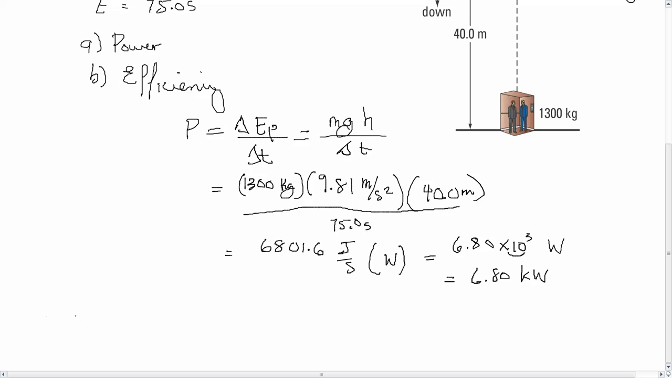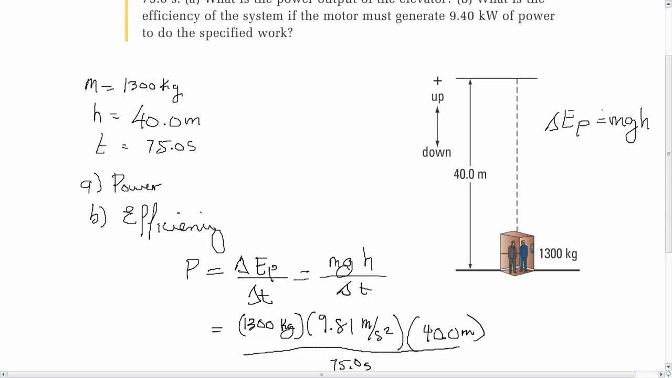Now we want to go on to B and calculate our efficiency. Remember, efficiency, and I'm just going to represent that by EFF, is equal to the power out divided by the power in. If we go back up here and look at our question, the power in, or the power that the motor generated to do this work, is 9.40 kilowatts.